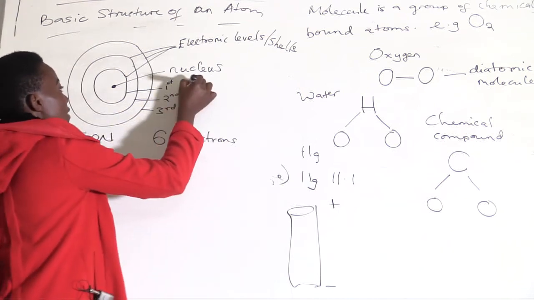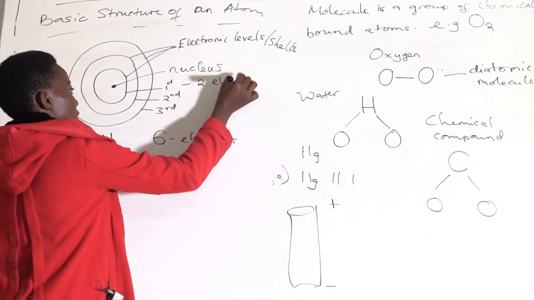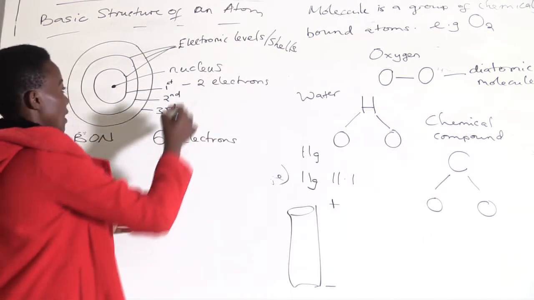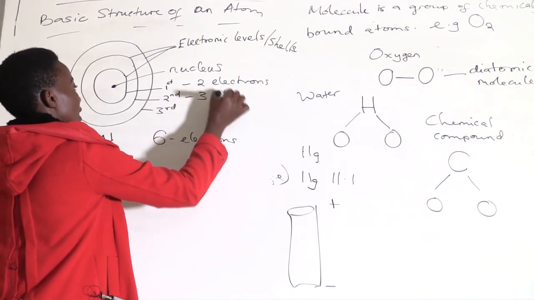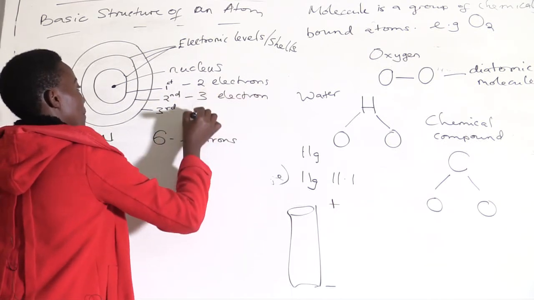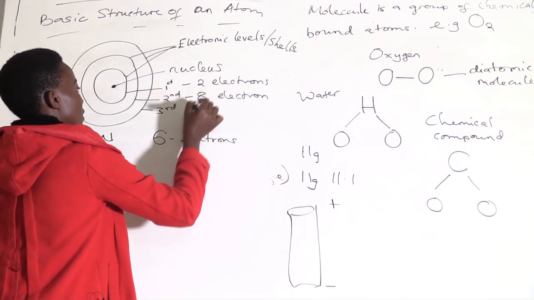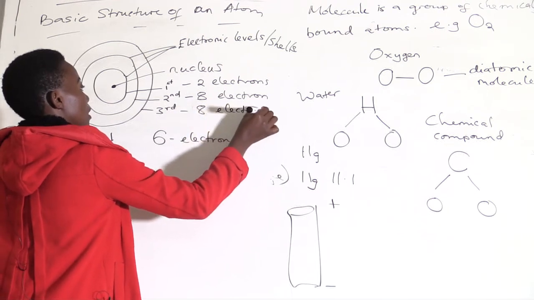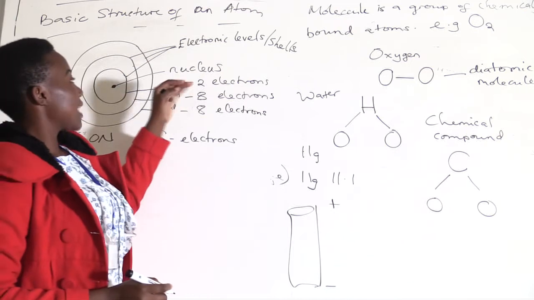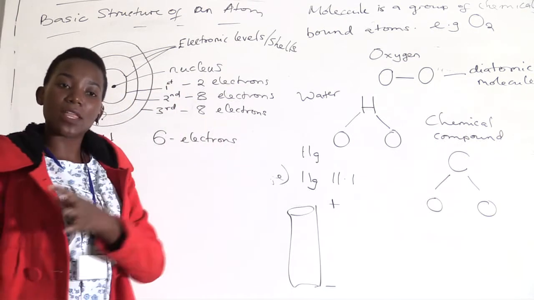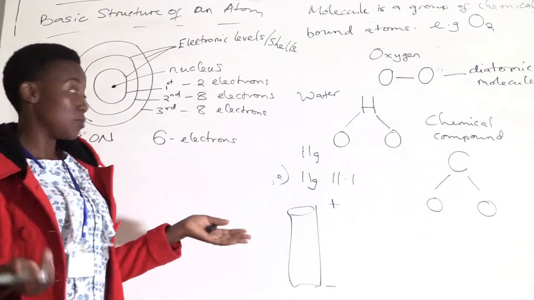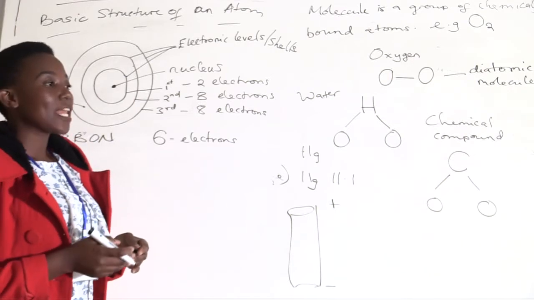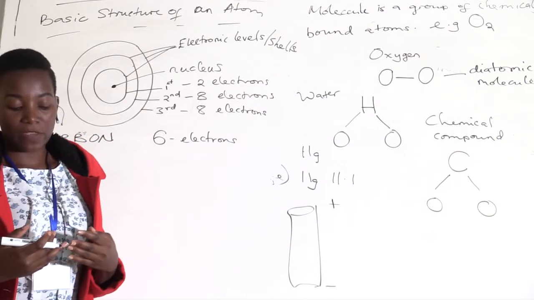The first level, you only fit 2 electrons. It cannot contain more than 2 electrons. In the second one, we fit 8 electrons. And in the third one, 8 electrons. So starting from the second up to your 4th, 5th, 6th or 7th, depending on what atom you are looking at, you put 8 electrons in each shell. So the number of shells will be determined by the number of electrons.